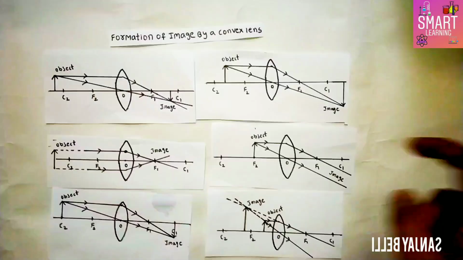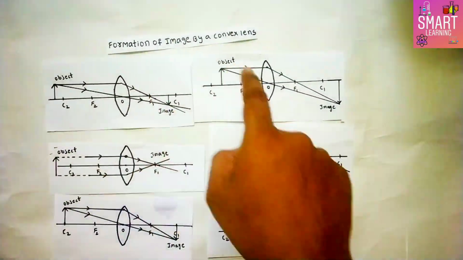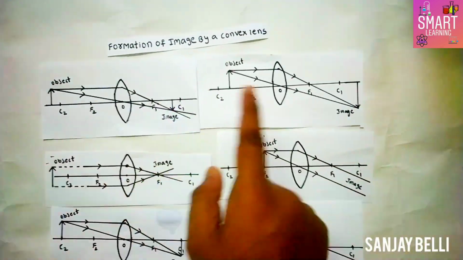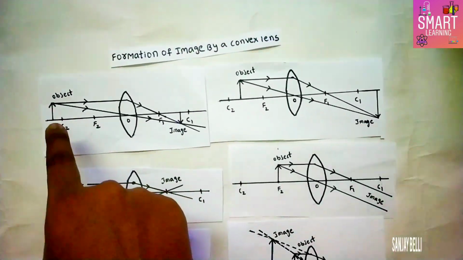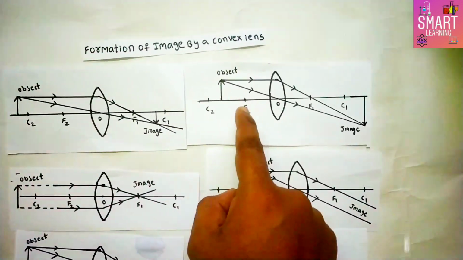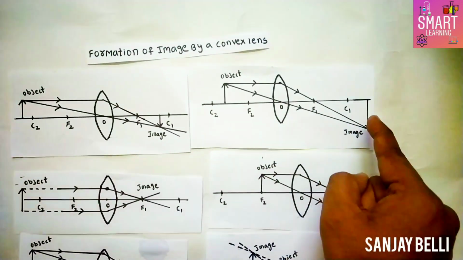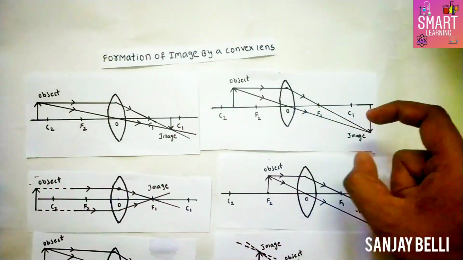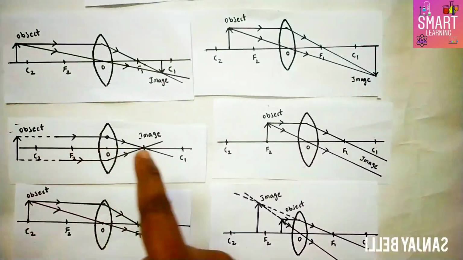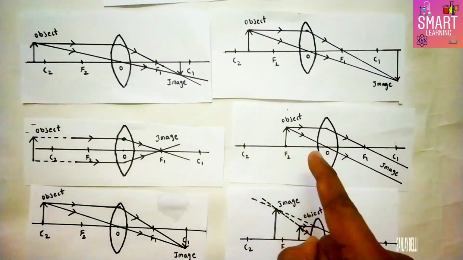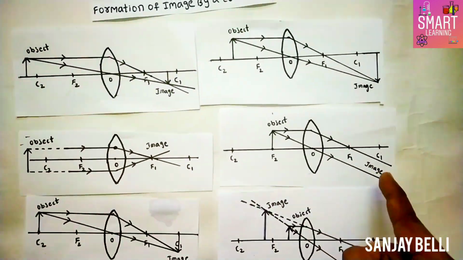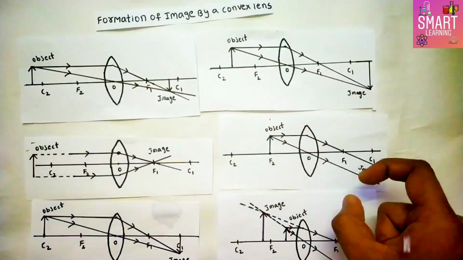Here you can see all the 6 ray diagrams which are related to the convex lens. Easy to remember. When you place an object beyond C, an image is obtained between F and C. If you place an object between F and C, the image will be obtained beyond C. Here diminished, here enlarged. Here you see the object is placed at infinity, the image is obtained at the focal point. Here if you place an object at the focal point, the image will be obtained at infinity. Here highly diminished, highly enlarged.